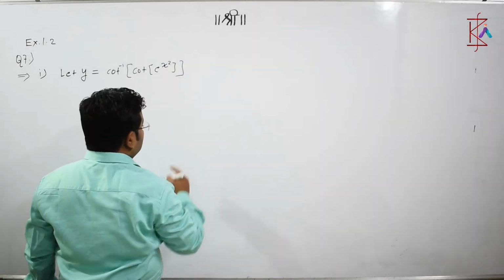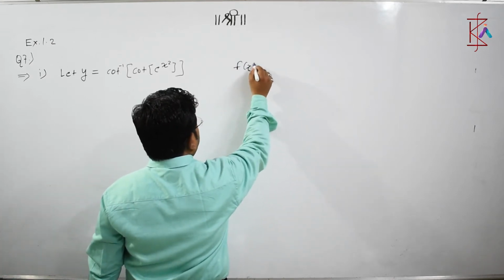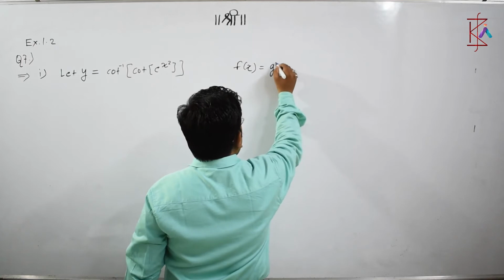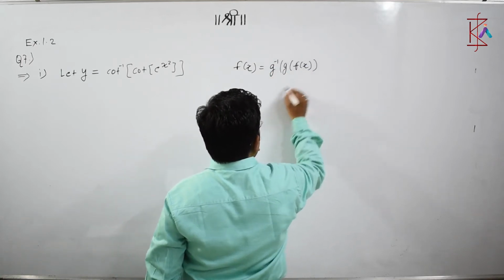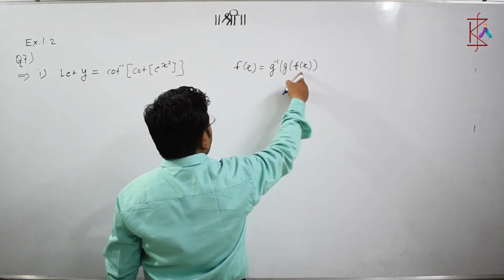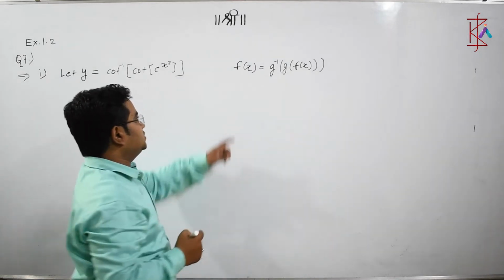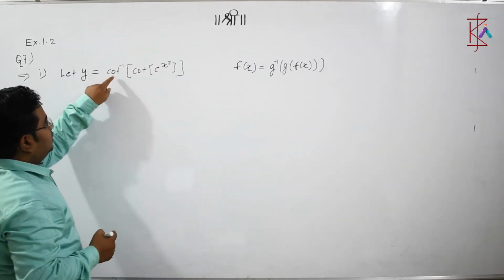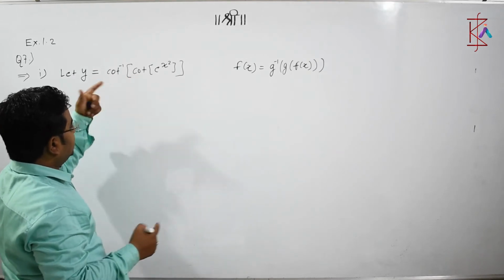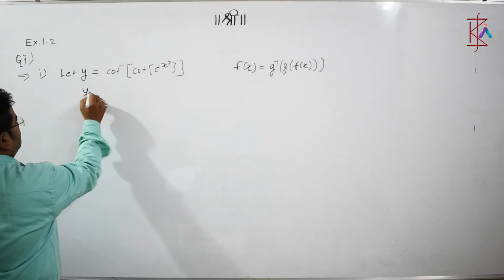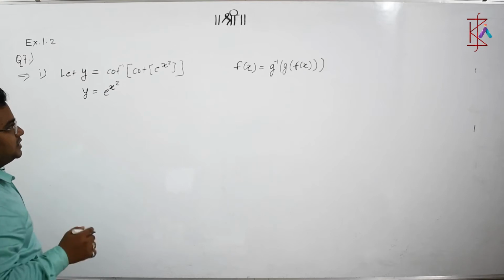Okay, now within this question what we can see is f of x is equal to g inverse of g of f of x. Obviously you will get f of x only. Similarly, if I operate this cot inverse on the cot, it will get cancelled, and cot will get cancelled. So therefore y is equal to e raised to x square. Now this is the simplest state we got.